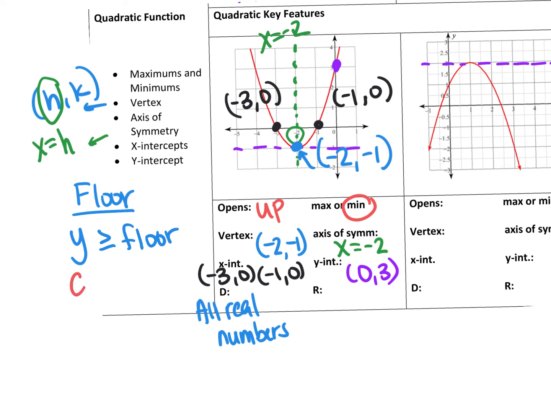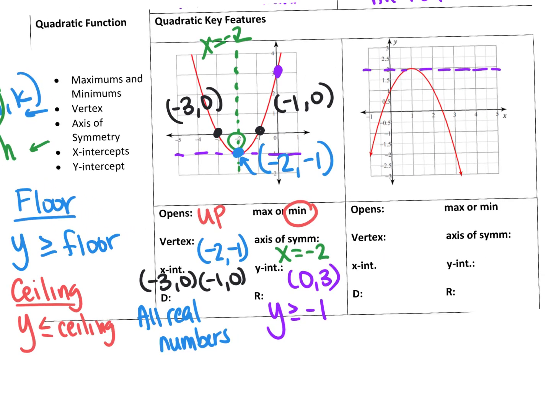If we have a ceiling, well, if you look at a ceiling, you can't go past the ceiling, so you have to go below it. So that means y is going to be less than or equal to whatever your ceiling value is. So in this particular problem, we have a floor. We can't go past this value of -1. So y has to be greater than or equal to -1. And again, because we have a floor, you have to be above the floor.